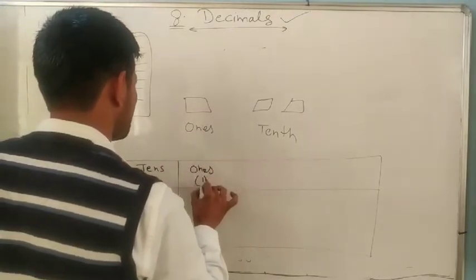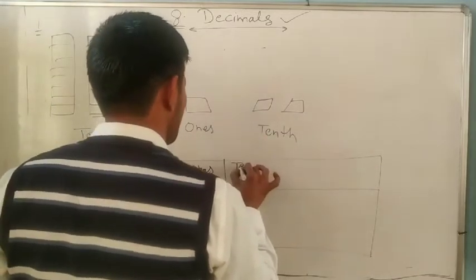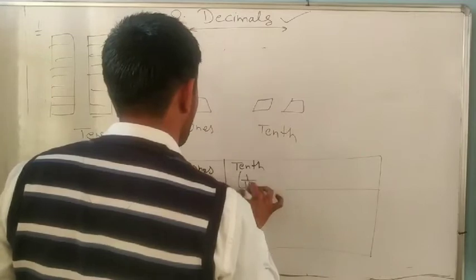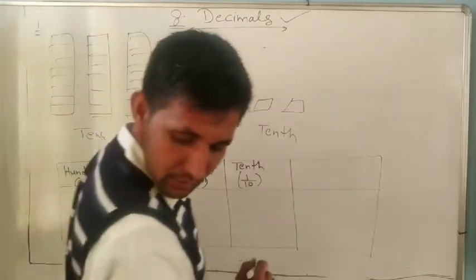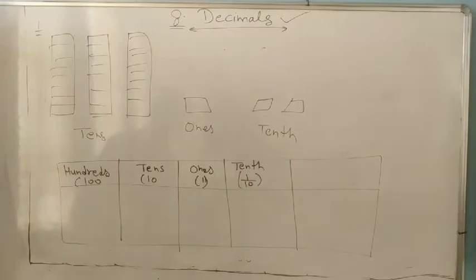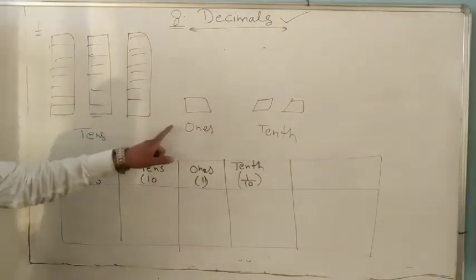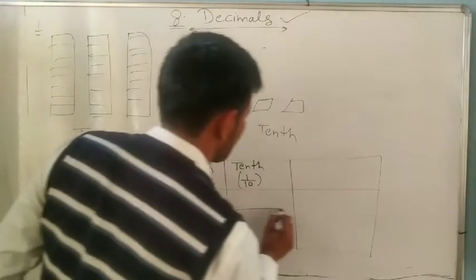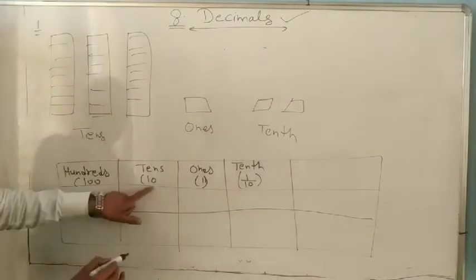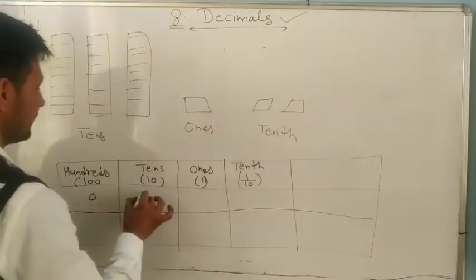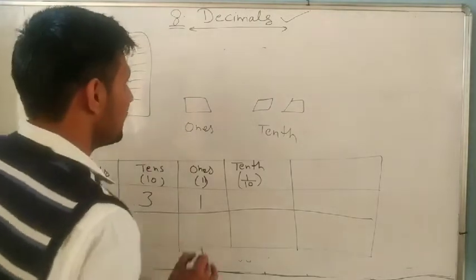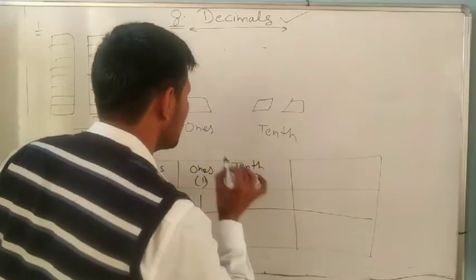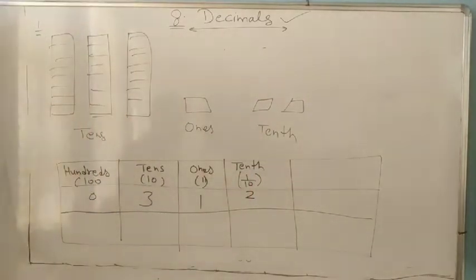Ones 1. After ones on right side 10th. 1 upon 10. Only till here given. So first, we have to find 100. How many 100 is given? No. So 0. Tens, how many given? There is 1, 2, 3. 3 tens. Ones only 1. And tenth is how much given? 2. Okay. We have to fill the table. Okay. We have given one more part. You will do yourself.